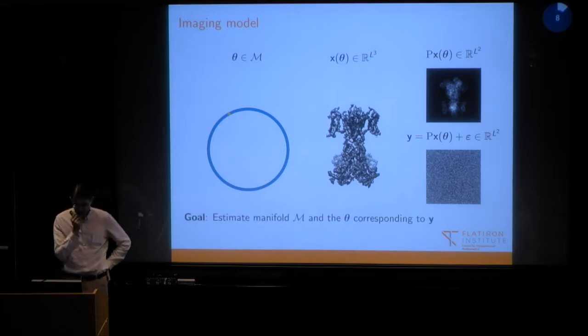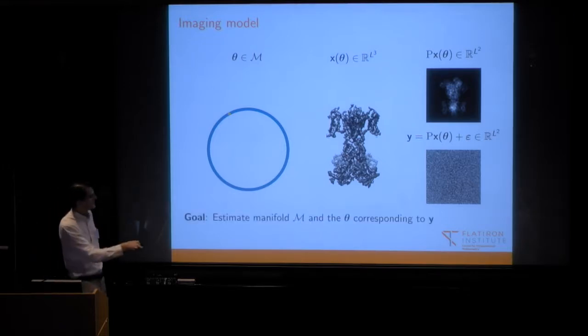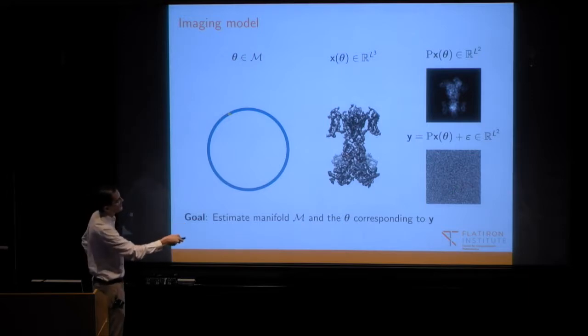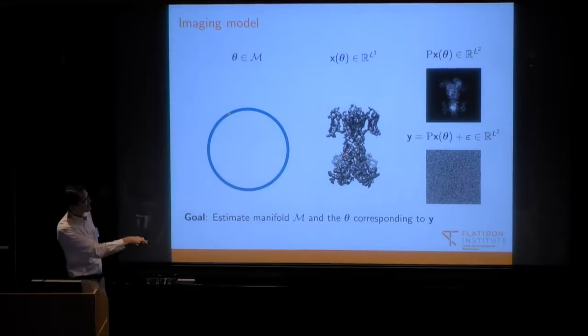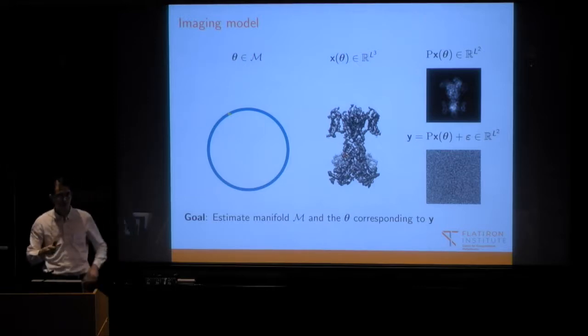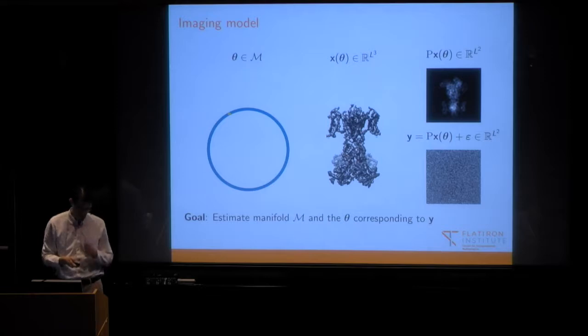All right. So in this model, what we have is these images. We know P, we know a little bit about the noise, and we want to be able to reverse this to some extent and get the manifold back. In particular, for each image Y that we have here, we want to know where on the manifold it fits, to relate the images together.